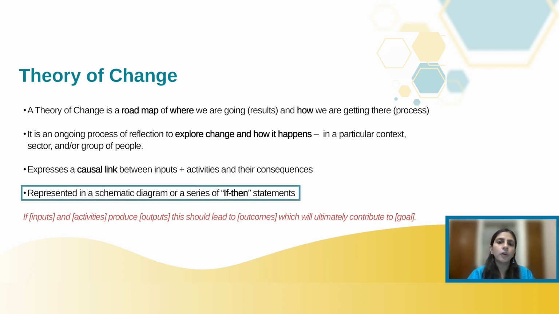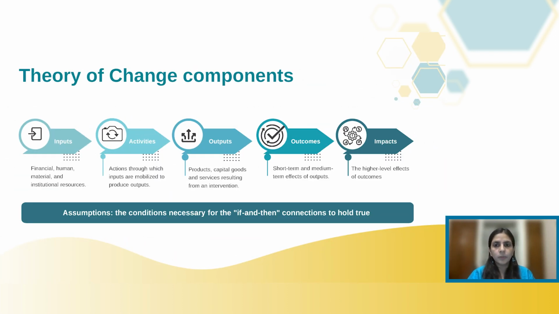A theory of change is often represented visually, typically in a schematic diagram, and is useful to express as a series of if and then statements. These are the connected building blocks or components of a theory of change. Inputs, which are the financial, human, material, and institutional resources needed for the project. We have the activities, which are actions taken or work performed through which inputs are mobilized to produce outputs.